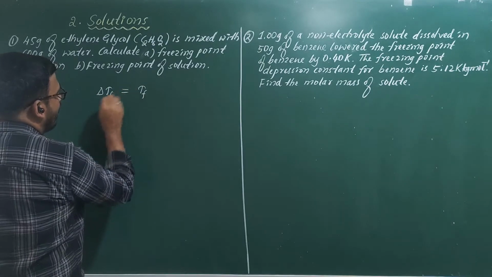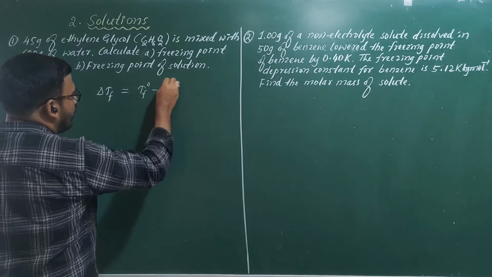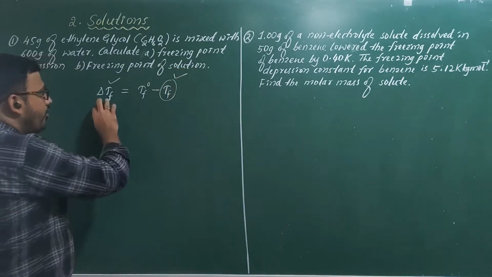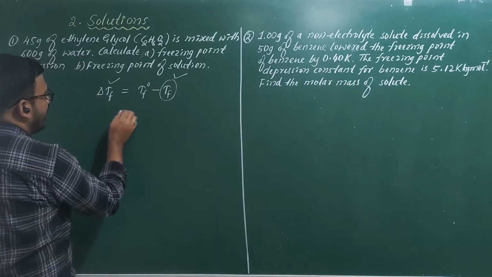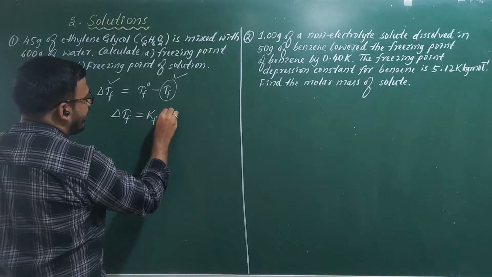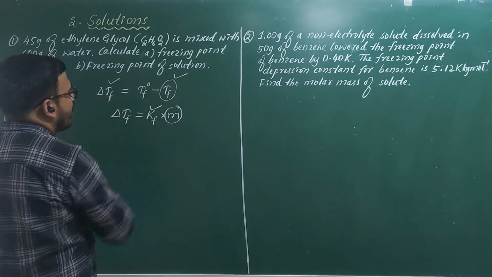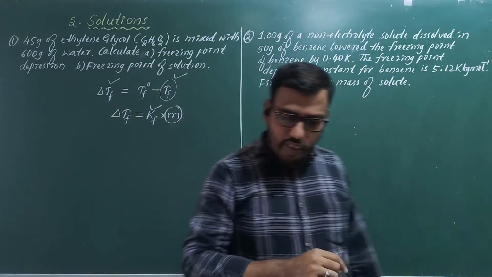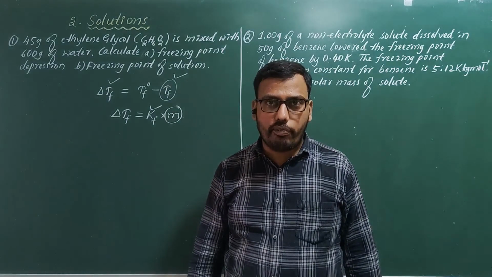So what is the formula? Tf is equal to Tf naught minus delta Tf. To calculate Tf, first you have to calculate delta Tf. After calculating delta Tf, you will calculate Tf value. In order to calculate delta Tf, what is the formula? Delta Tf is equal to Kf into molality. Kf value is given. Sorry, it is not given. For water, we know the value, it is 1.86. That we are going to use in this problem.